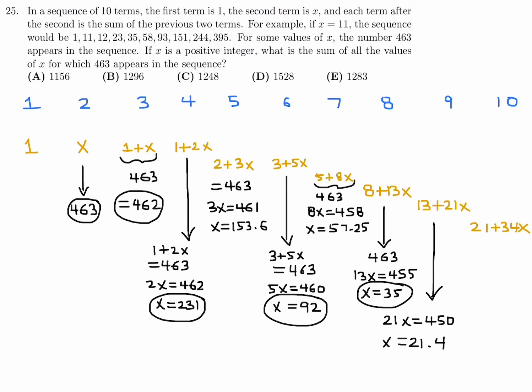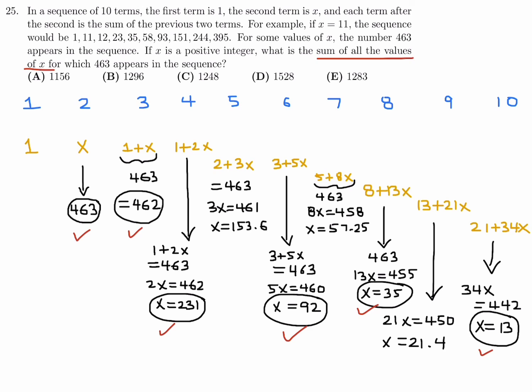21.4, not an integer. And then finally this guy, if I set that equal to 463, that would be 463 minus 21, which is 442. And therefore x here is equal to 13. Okay, got another integer. So now my task is to add up the values of x that I got. So this one, this one, this one, this one, this one, and that one. And when you do, you get a grand total of 1296. And therefore number 25, the answer is B.